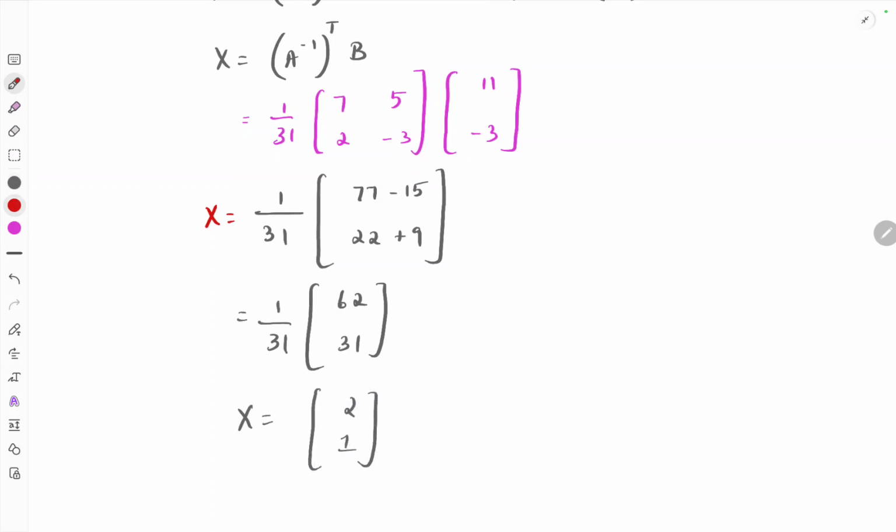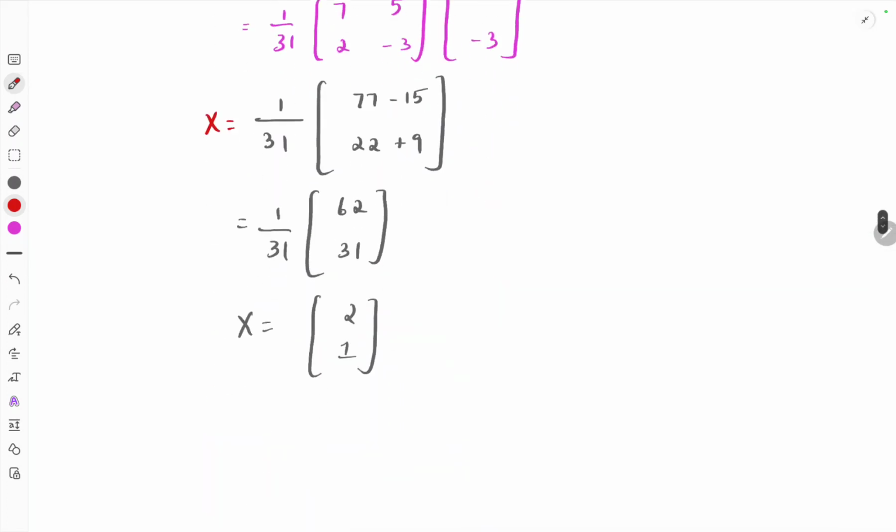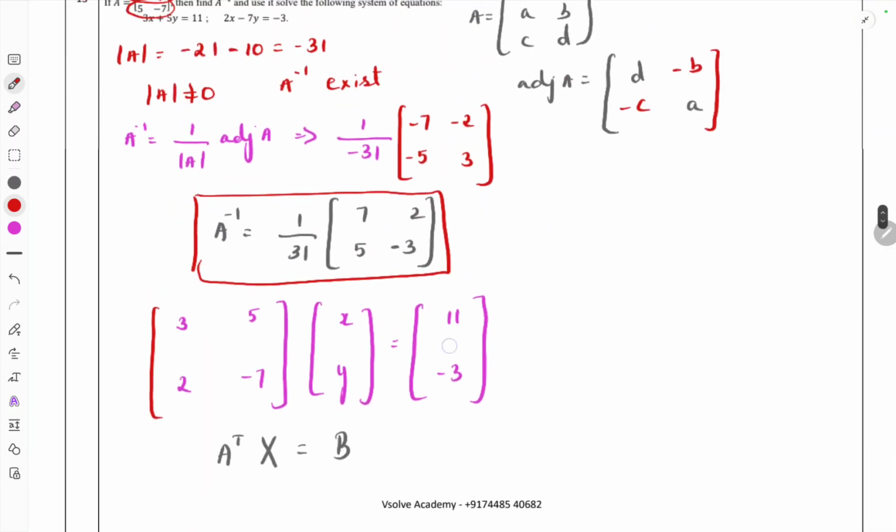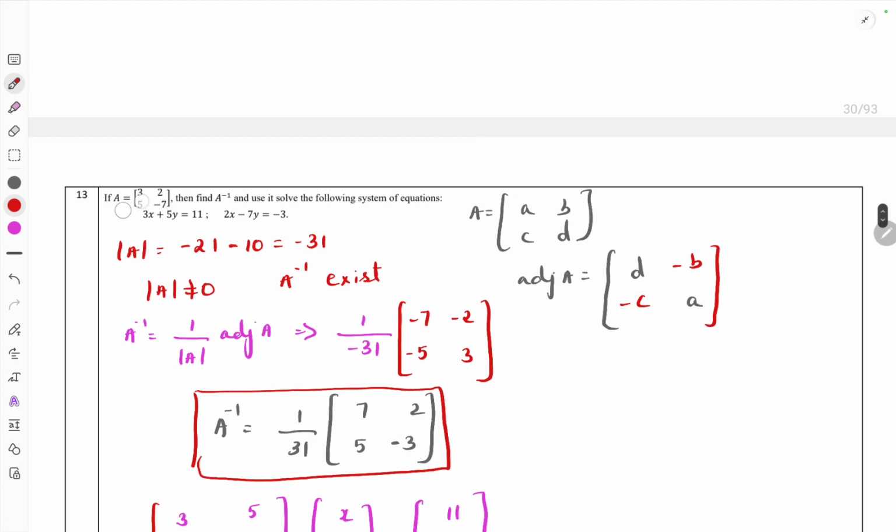And this matrix X is nothing but x comma y. So here it will be x comma y. So corresponding elements we have to equate, which means x will be equal to 2 from this and y will be equal to 1. So after getting these values, we have to check whether our answer is correct or not by substituting the values in the equation.